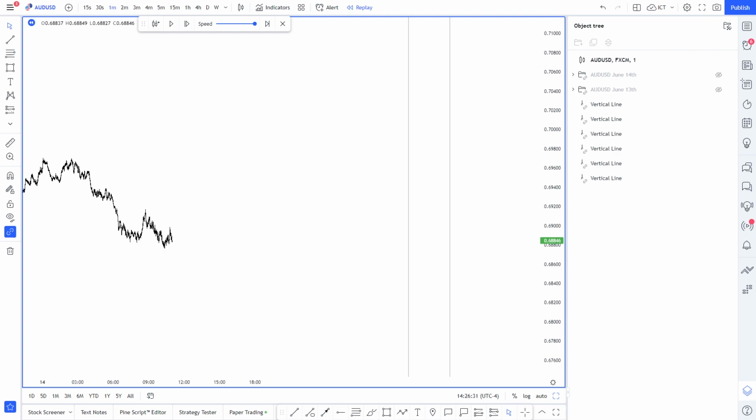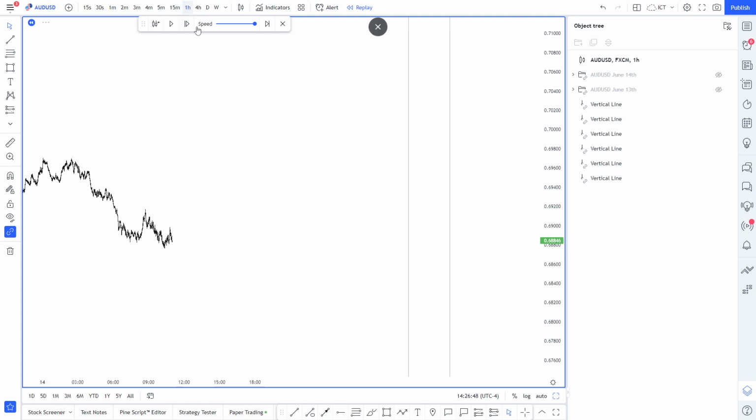Hello everyone, welcome to today's backtesting video on Aussie dollar. I've been doing a couple of days, literally just 2 days, trying to see how it worked out on this pair and if it's a pair that we could have taken advantage of.